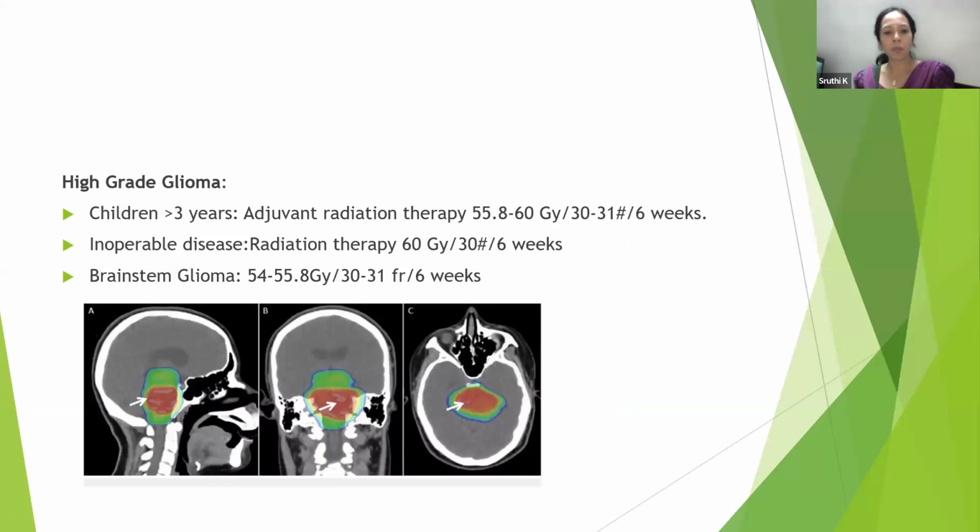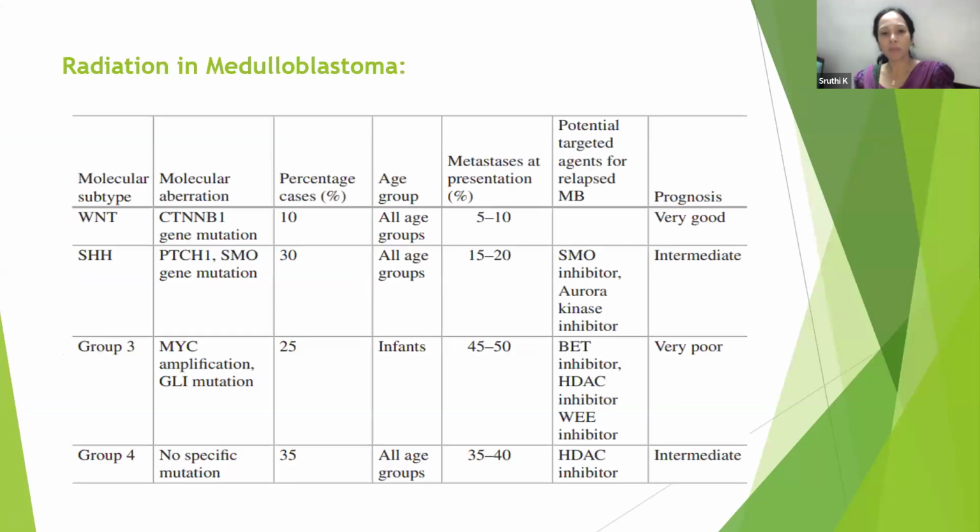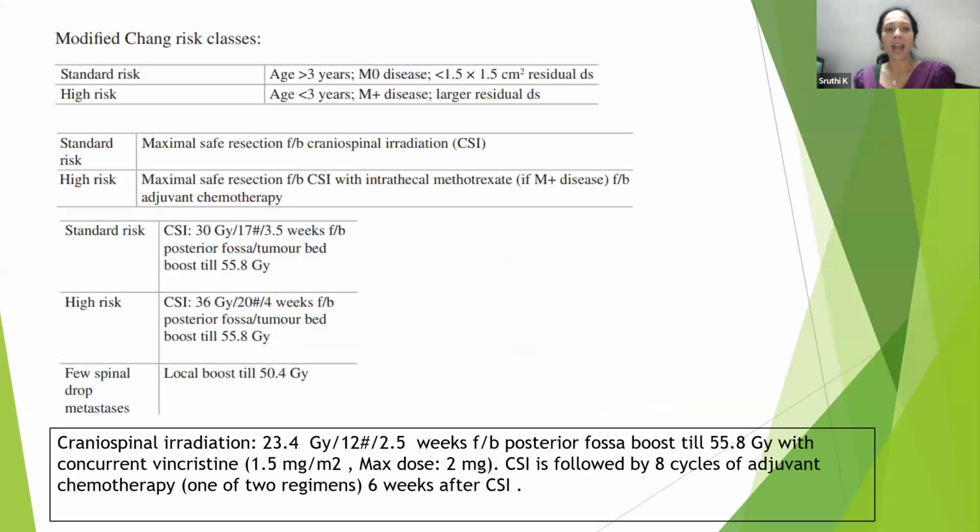And respecting the normal tissue tolerances, you would stop for brainstem glioma at probably 55.8 gray in around 31 fractions. When you see medulloblastoma, again, there are different subgroups, and there are different risk stratifications as well. So standard risk and high risk, as you know the definitions.